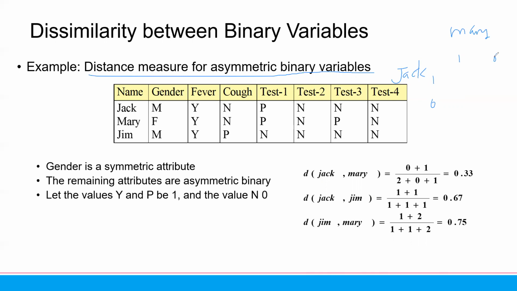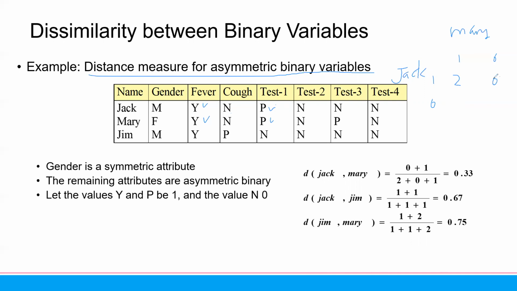Now let's see the fever. Yes and yes, so we can have 1. And then the positive tests, P and P, they are 2, so we put 2 here. For the Q, it is 2. What is the remaining? If Jack is positive and Mary is negative? No.